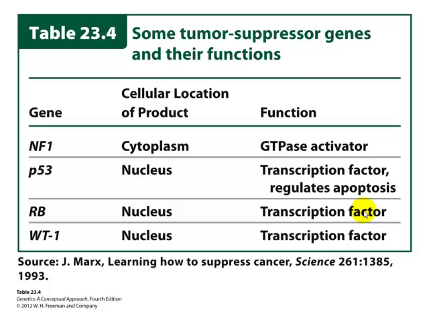So look, two of these here are very important and very commonly found as mutated in cancers. That is the p53 and the retinoblastoma gene. I'll show you how they work.